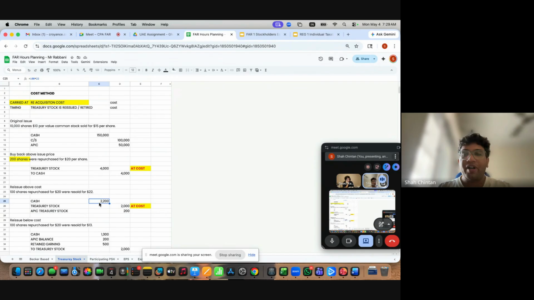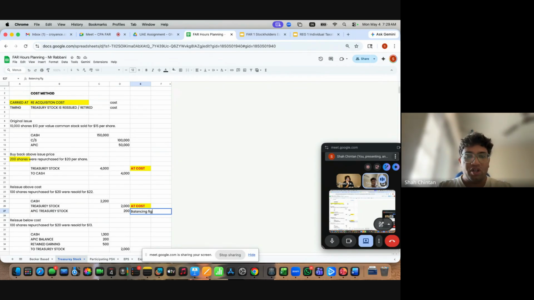So you get $2,200, which is your cash account debited to treasury stock. What is the treasury stock value? 100 shares into $20, which was your cost. So you got a gain of $200. That is your APIC treasury stock. This is your balancing figure.